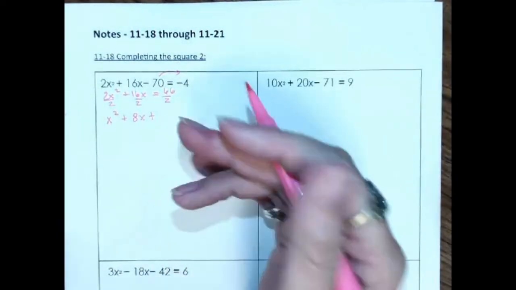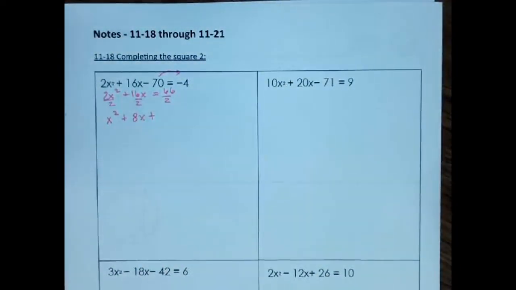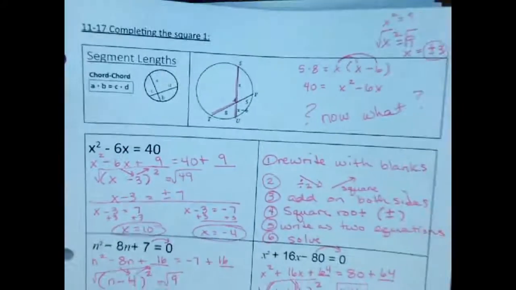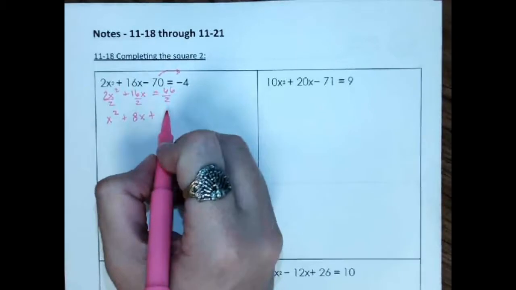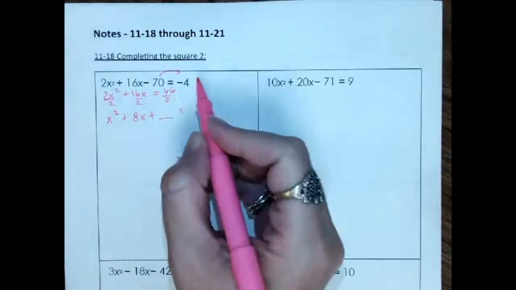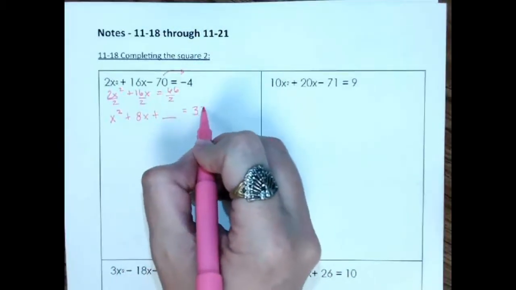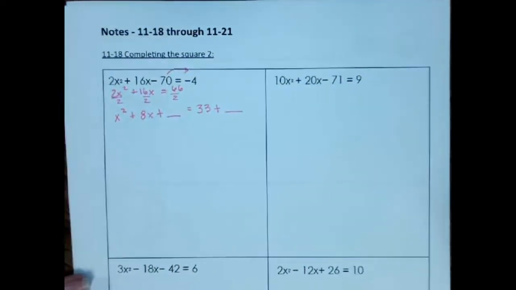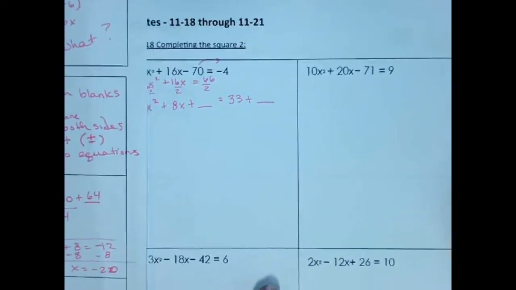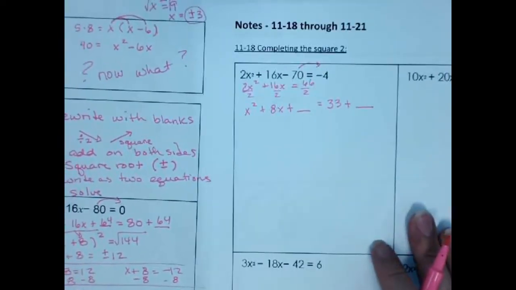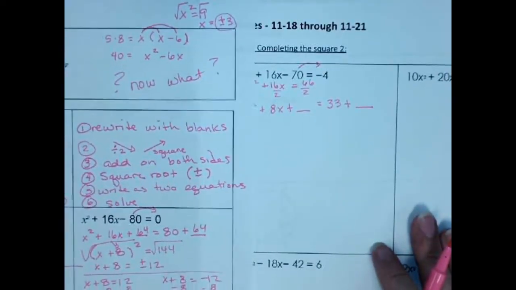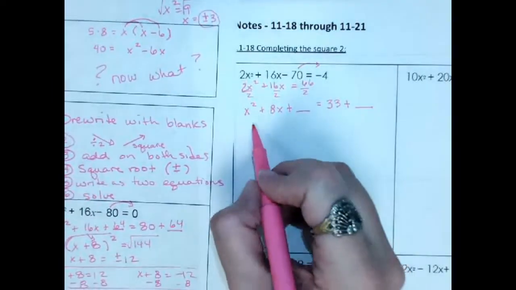Now we're going to use the same steps we had on the previous page. So we're going to rewrite with the blanks. As I go, I'm going to add those. 33 plus 3 is 33 plus 3. Now the rest of my steps are the same as we had on the previous notes. Let me see if I get them on there. There we go. So, write the form.